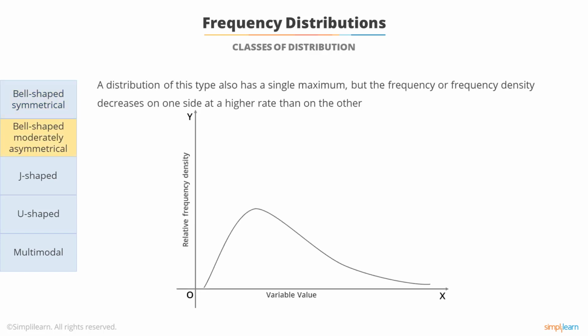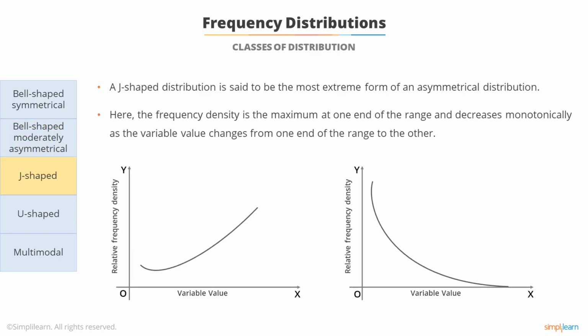Now it's possible that we could have an asymmetrical bell shape. So we might have a single maximum that's extremely high, and because of that, we end up having this right tail. So this frequency density decreases on one side at a higher rate than the other. We could also have a J-shaped distribution, so this could be extremely asymmetrical. Here the frequency density is the maximum at one end of the range and decreases monotonically as the variable value changes from one end of the range to the other.